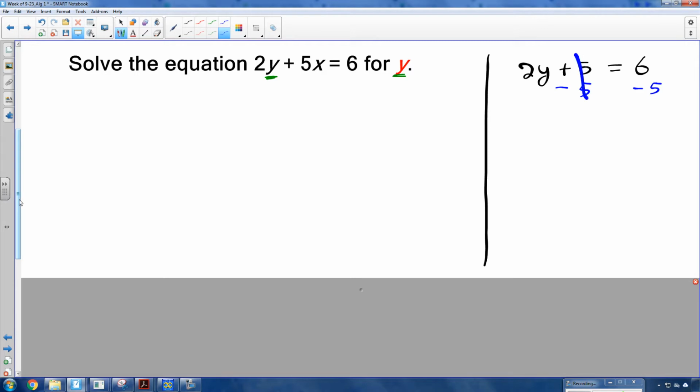Now I'm going to do something weird here. I'm not going to put the 6 and the negative 5 together. I'm just going to leave them side by side. And there's a reason for that. I'll explain in a minute. So I'm going to leave the 6 and the minus 5 together like that. And I'm going to put 2y here. Now if I'm trying to get y alone, I know that I need to divide by 2. So I'm going to divide both sides by 2, and I'd have y equals whatever. And I know that 6 minus 5 is 1, so I'd have y equals 1/2 in this case.